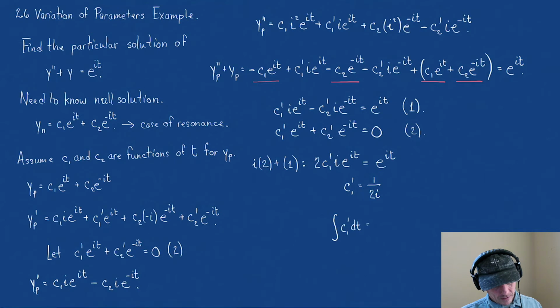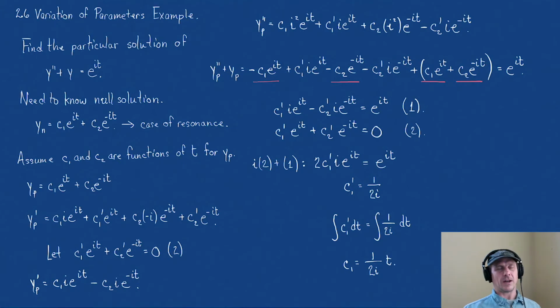And so then if I take the integral of both sides, the integral of c1 prime with respect to t, and the integral of 1 over 2i with respect to t, well then I can say that c1 is equal to 1 over 2i times t. Okay, and our constant of integration we're going to assume will be 0 because we've got enough constants we can adjust later. Now I need to go back and solve this. So what I'm going to do is put my c1 prime into equation 2, and then I can find my c2 prime.